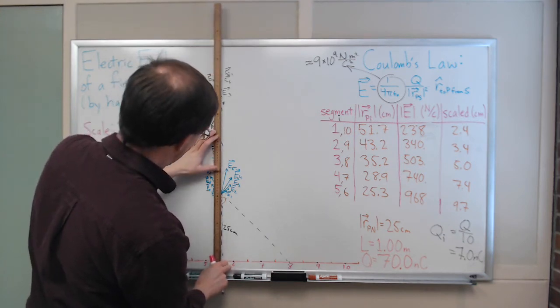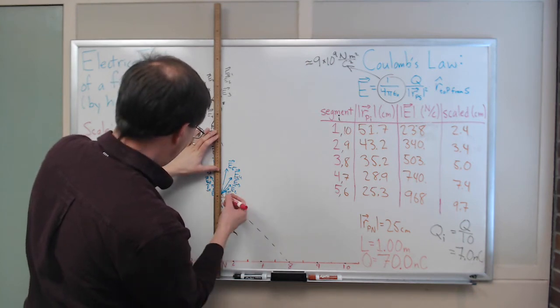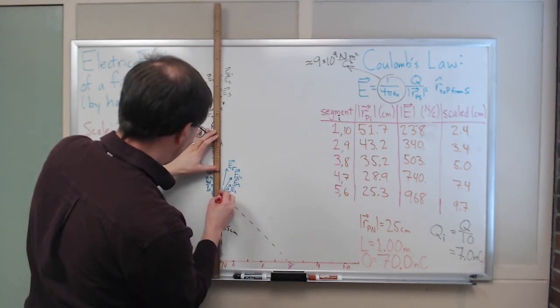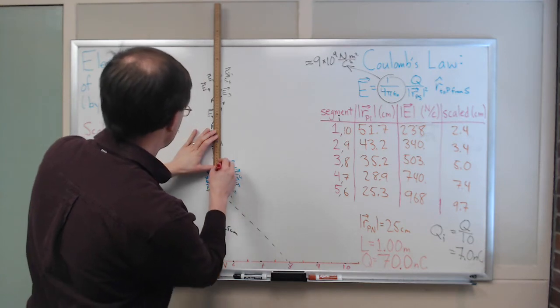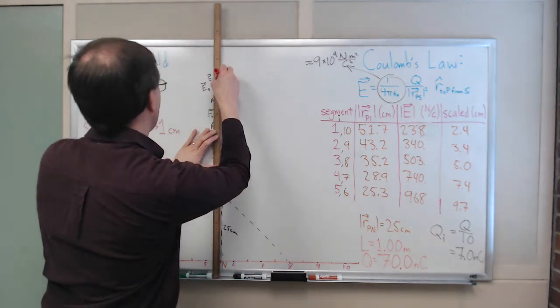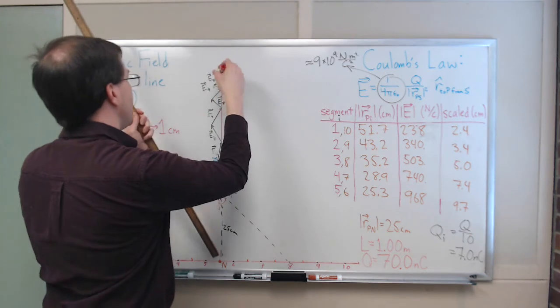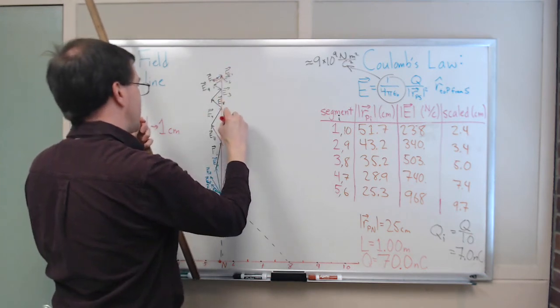Better hold this in place, otherwise it's going to slip. Okay, I actually did pretty well with this. I feel good about it. I'm about to do terrible things with this marker, though, going over all those black marker bits. All right, that vector right there is my E total.